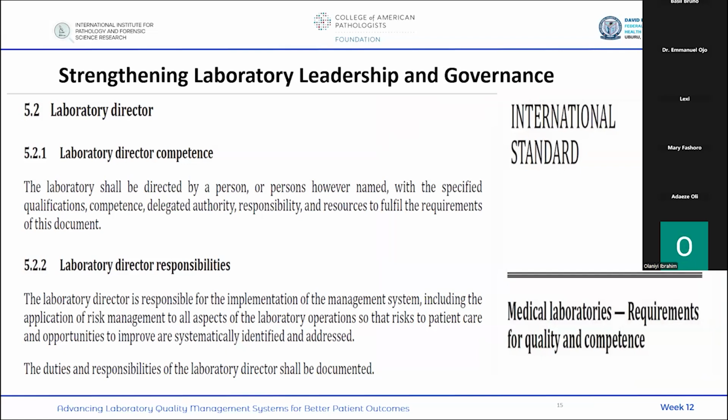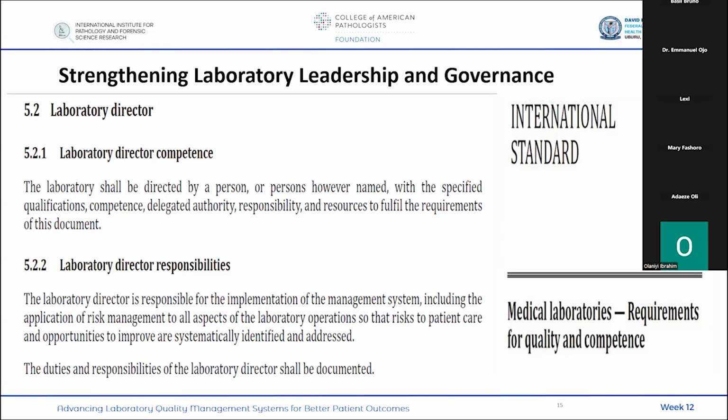So I mentioned earlier that clause 5 of ISO 15189:2022 talks about structural and governance requirements. We have 5.1 that talks about legal entity, 5.2 talks about laboratory director. The first two elements under laboratory director talk about competence of the lab director and the responsibilities of the lab director. For the 2012 version of this standard, it actually suggested some key responsibilities of the laboratory director.